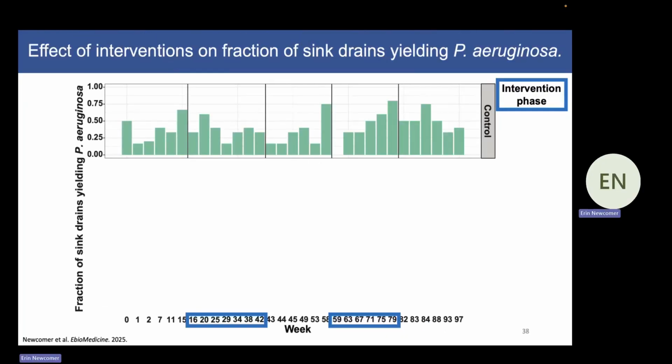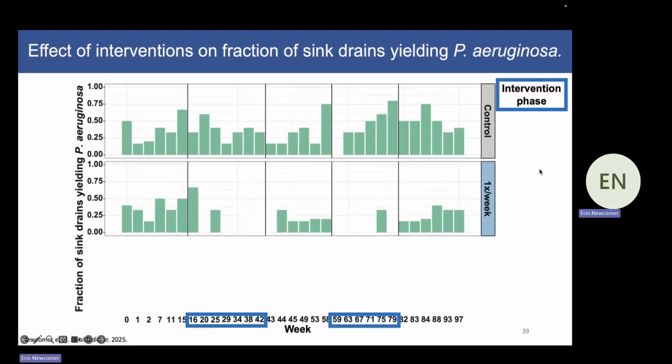Next, we wanted to look specifically at Pseudomonas aeruginosa, since this is the most common isolate that we're seeing come from these sink drains. We looked at each sampling time point, the fraction of sink drains from which we were able to recover Pseudomonas aeruginosa. Over the course of the study in the control group, we saw a variable number of sink drains yielding Pseudomonas aeruginosa, but pretty consistently getting it across all phases of this study.